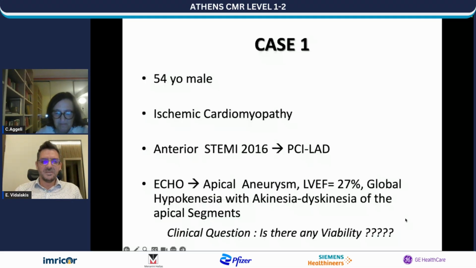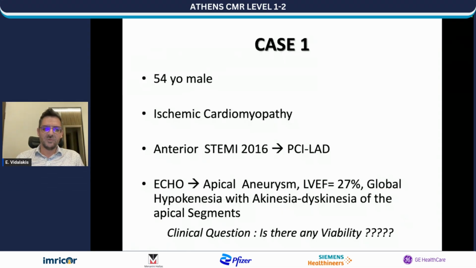The first case, here we have a 54 years old male with ischemic cardiomyopathy and a prior anterior STEMI in 2016 with PCI at LAD. The echocardiography now demonstrates an apical aneurysm with a left ventricular ejection fraction of 27% and global hypokinesia with akinesia and dyskinesia of the apical segments.